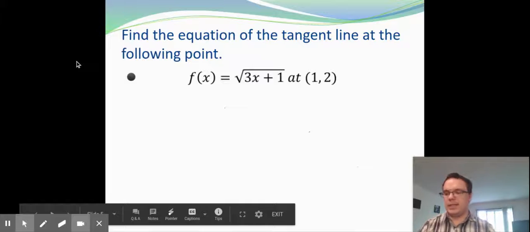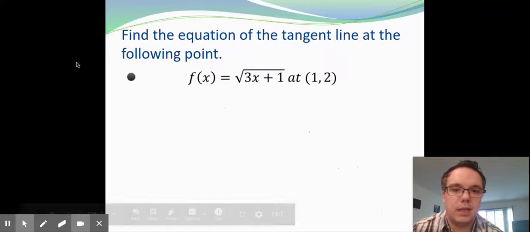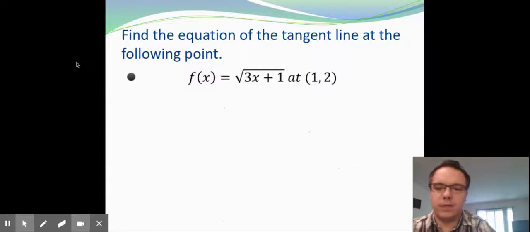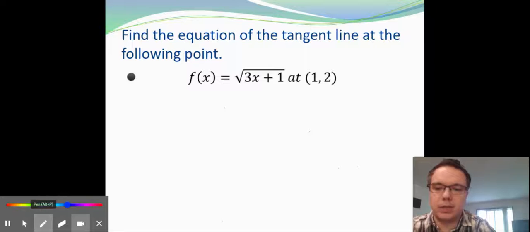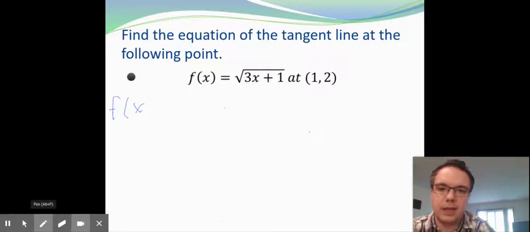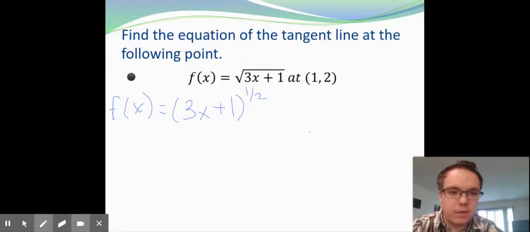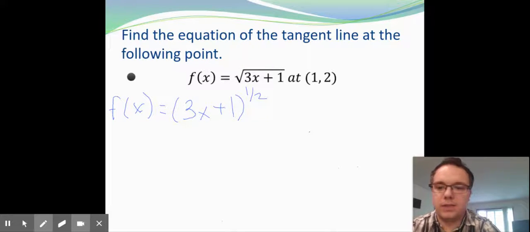All right, our last example is f of x equals the square root of 3x plus 1, and we want to know the equation of the tangent line at 1, 2. So the first thing I'm going to do is rewrite our function, f of x, as a function to a power. So I'm going to have 3x plus 1 to the 1/2 power. So now we can use our chain rule to find the derivative of this function.